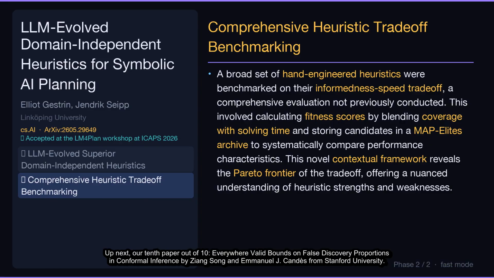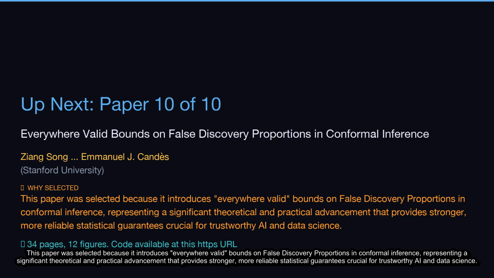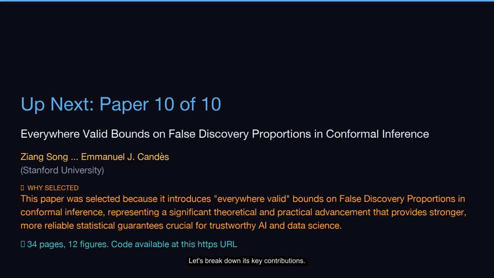strengths and weaknesses. Up next, our 10th paper out of 10, Everywhere Valid Bounds on False Discovery Proportions in Conformal Inference by Ziyang Song and Emmanuel J. Candes from Stanford University. This paper was selected because it introduces everywhere valid bounds on false discovery proportions in conformal inference, representing a significant theoretical and practical advancement that provides stronger, more reliable statistical guarantees crucial for trustworthy AI and data science. Let's break down its key contributions.